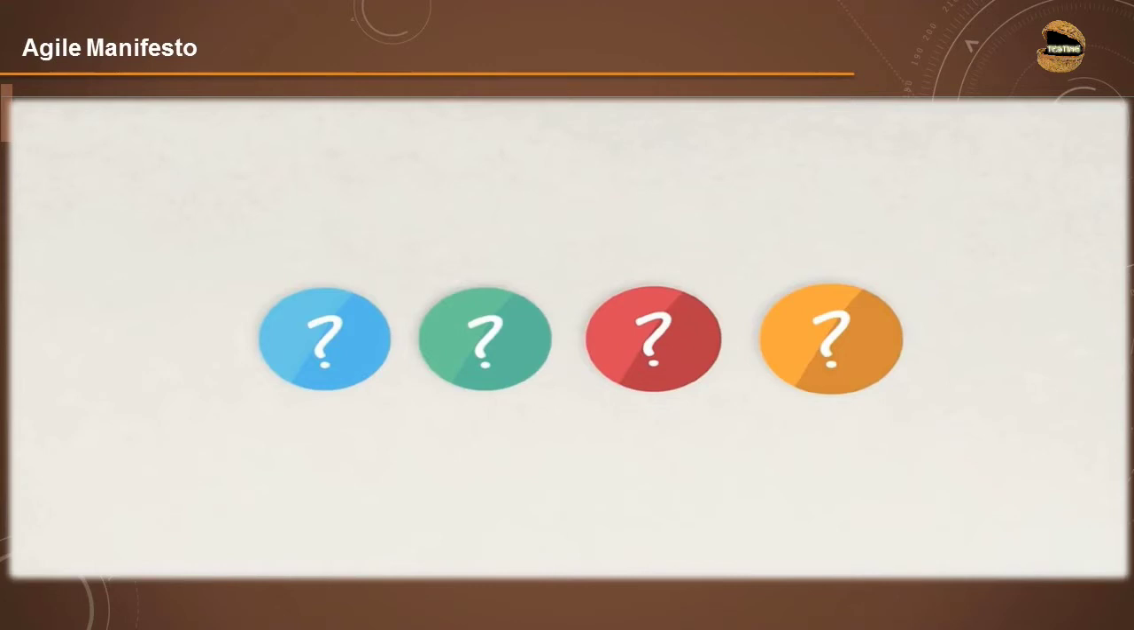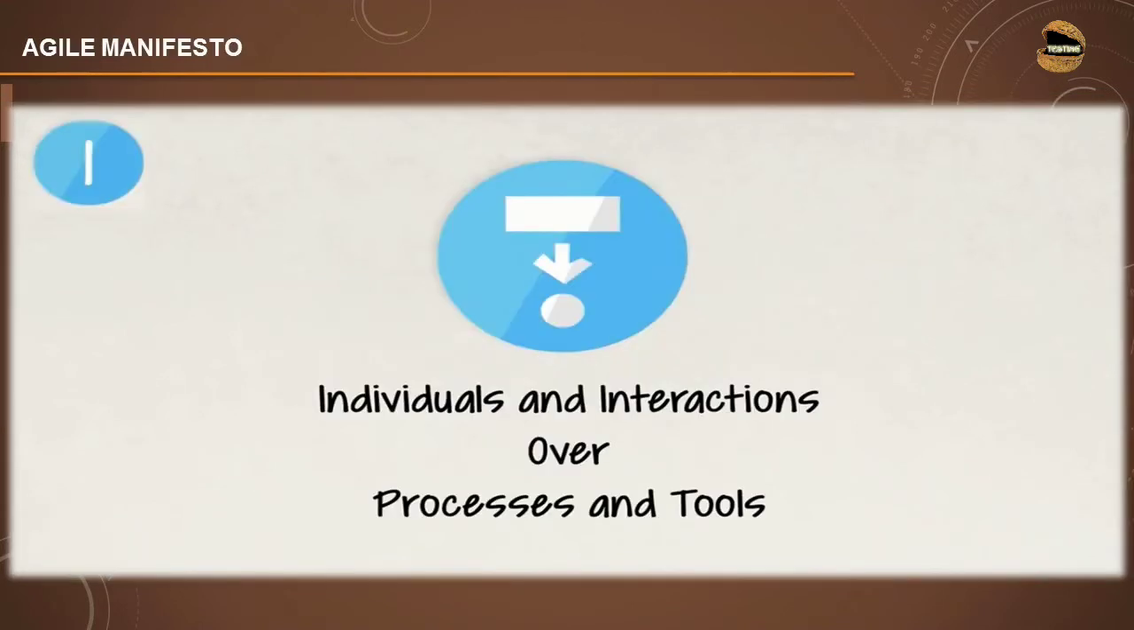Well, I think some of you would have got exactly what we are talking about. If not, let's talk formally about the same thing. To begin with, the very first core value of the Agile Manifesto is individuals and interaction over processes and tools.